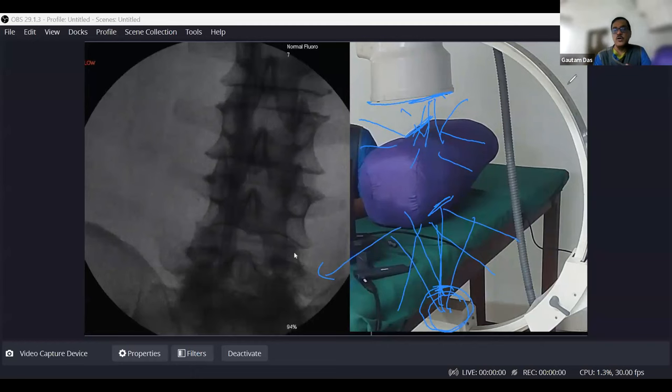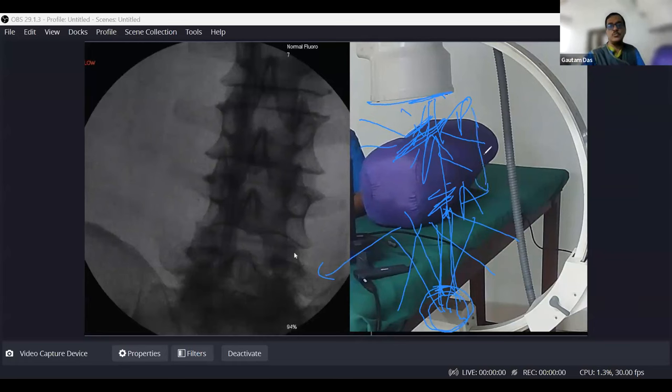So what is this view called? AP view or PA view? If the patient is lying prone, your spine is posterior, this is anterior. So the beam is coming from here, anterior to posterior, this is A and this is P. So this is an AP view. If we put the X-ray tube above, then we call it a PA view, P to A. So a PA view should not be done. Always do the AP view, not the PA view.